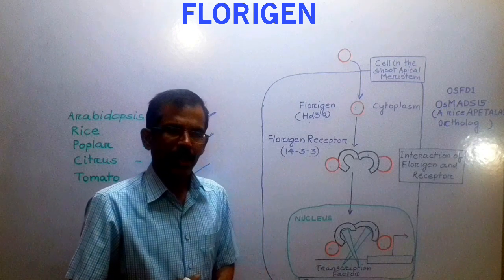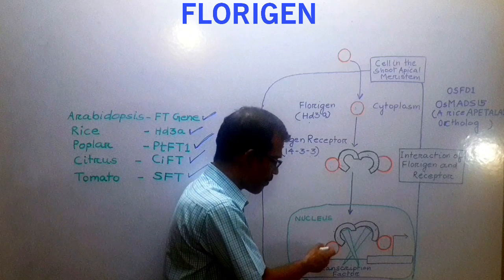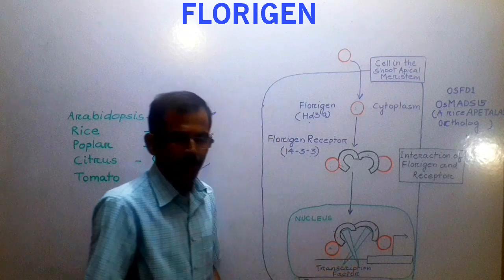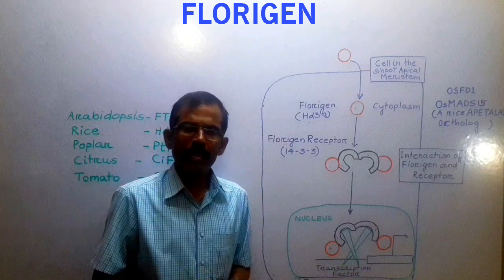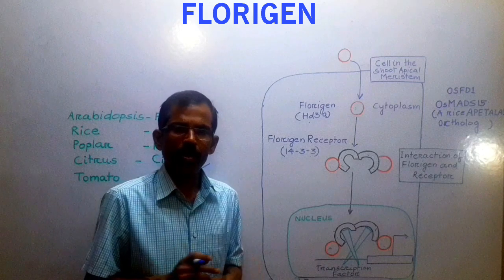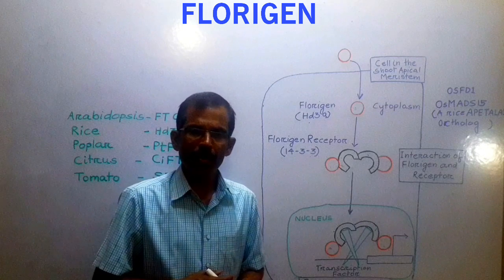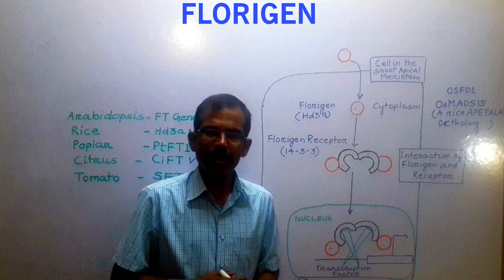The Florigen activation complex of Hd3a, 14-3-3 and the transcription factor then interacts with OsMADS15, a rice APETALA1 ortholog. This interaction initiates flowering. So friends, this is all about Florigen.